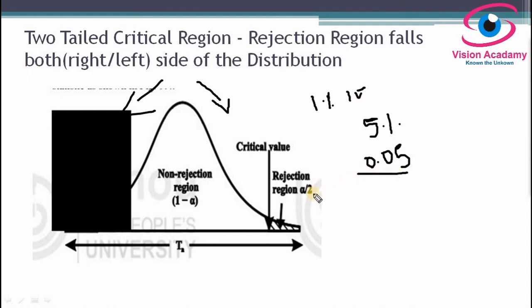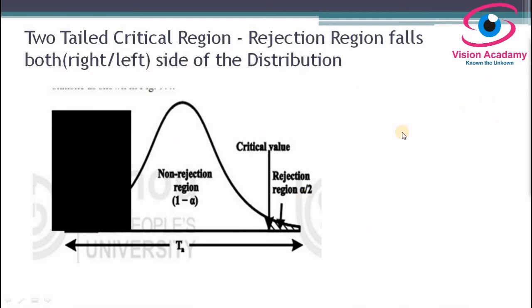Now again you need to make it alpha by 2 because the rejection region goes to both sides of the distribution. So when you do that, for each side you will get an alpha value of 0.05 here and 0.05 here. So it means for both sides the rejection region, along with the respective value, you will get.